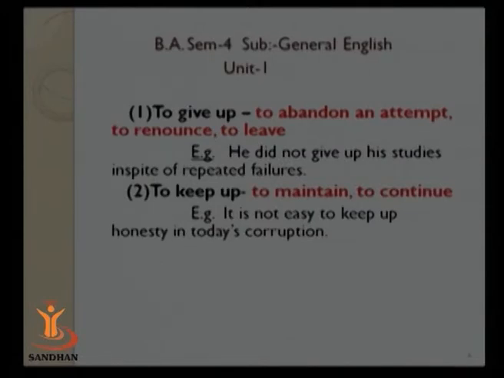Number 2, to keep up means to maintain, to continue. To continue with something. No need to tell in Gujarati. For example, it is not easy to keep up honesty in today's corruption.